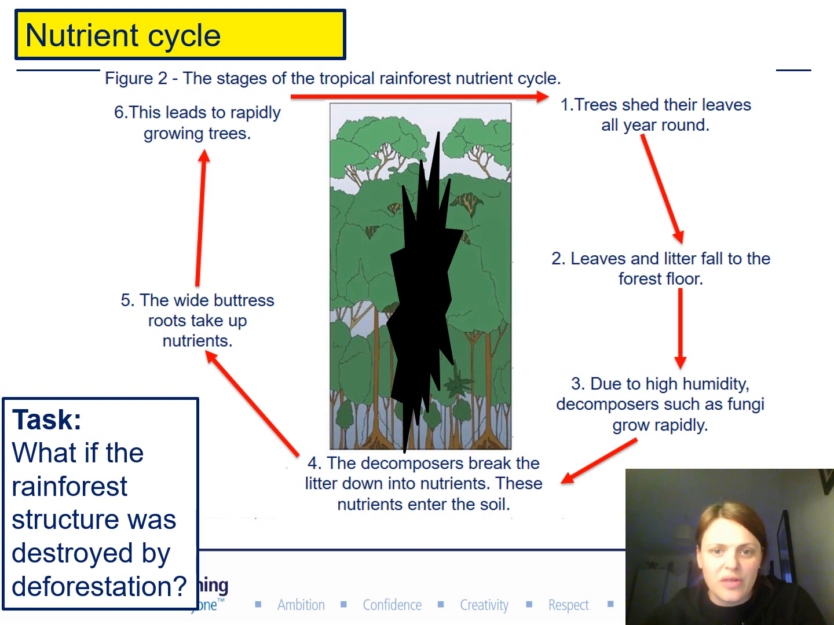Okay, so I want you to put your thinking caps on now. I want you to just imagine that this rainforest has been destroyed by deforestation, so trees have been cut down. What would happen to the nutrient cycle if the trees were cut down? Give yourself about 3 minutes to think about this, and I want you to use a chain of reason. So, you're going to write your point, you're going to give some evidence, and then you're going to explain it. Okay, so 3 minutes then, guys.